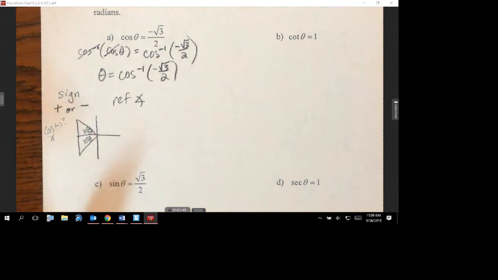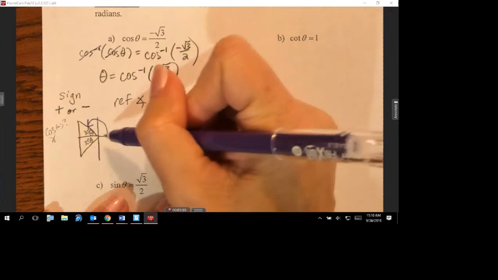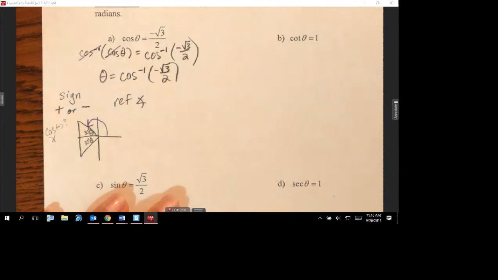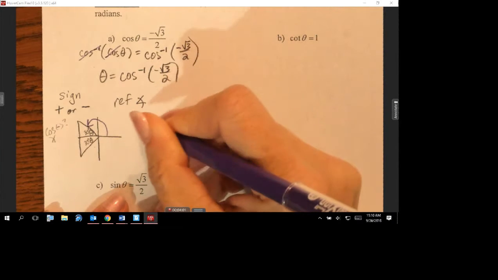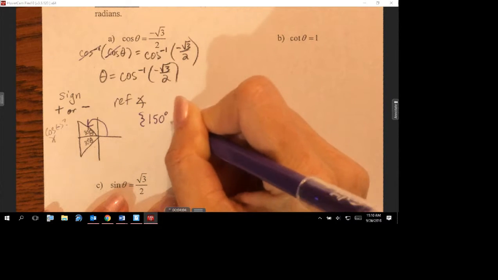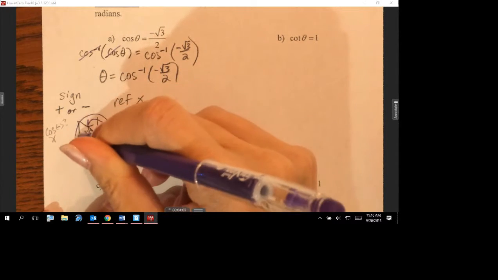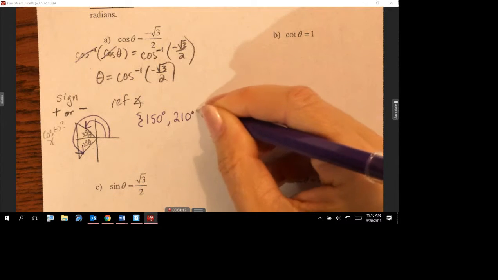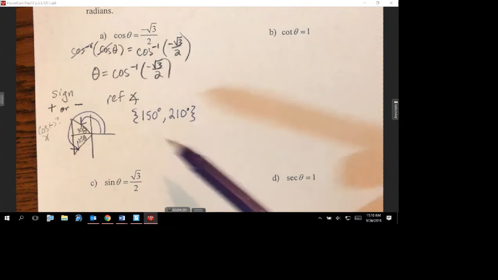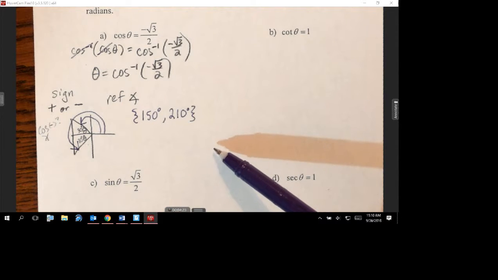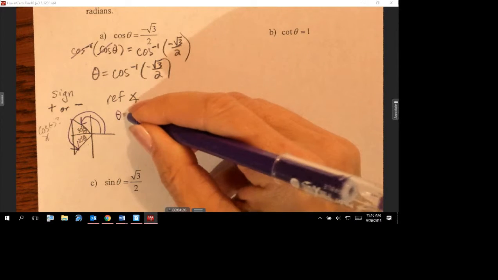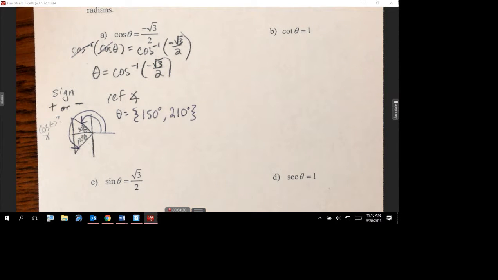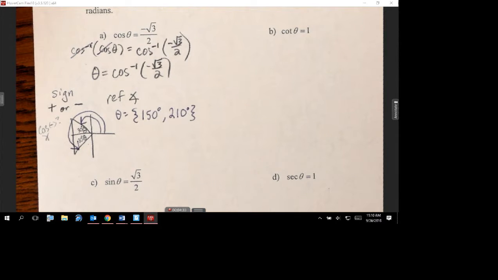Now I have to find the angle that lies in quadrant 2 and has a reference angle of 30 degrees. How many degrees go this way, leaving me 30 left over before I get to 180? 150 degrees. The second one starts at 0 and goes all the way around to the third quadrant. 30 degrees into the third quadrant is 210. Since I had more than one answer, I put it in brackets saying this is a set of answers for the same thing. Theta equals, and that's the degrees.